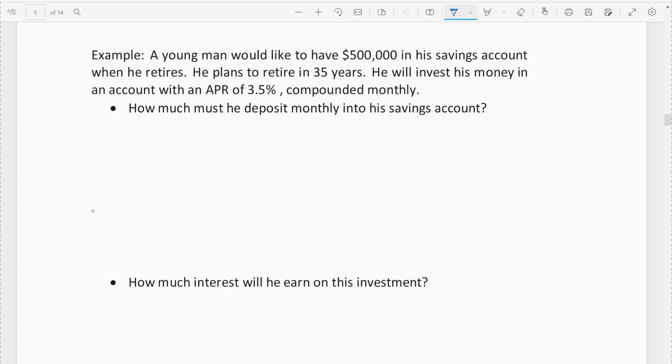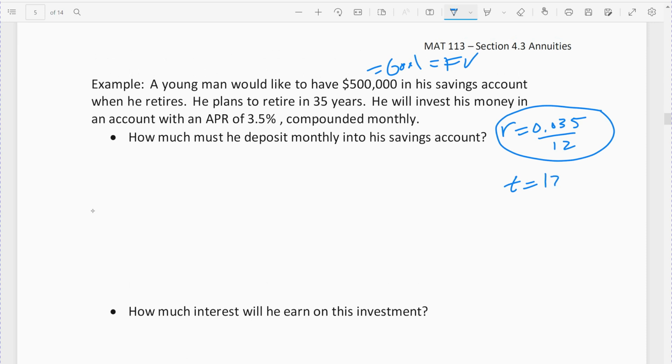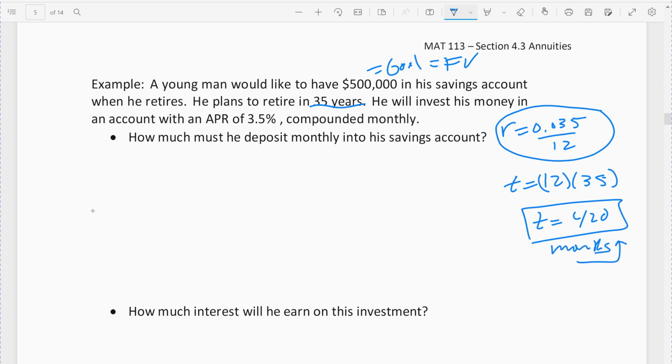So this is his goal, which is the future value. That's the goal, to have $500,000 in his savings when he retires. Our interest rate is 0.035 divided by 12, which we have to leave exact. T is 12 times his years, which is 35 years. So T comes out to be 420 months. So he deposits whatever it is, when we figure it out, 420 times.